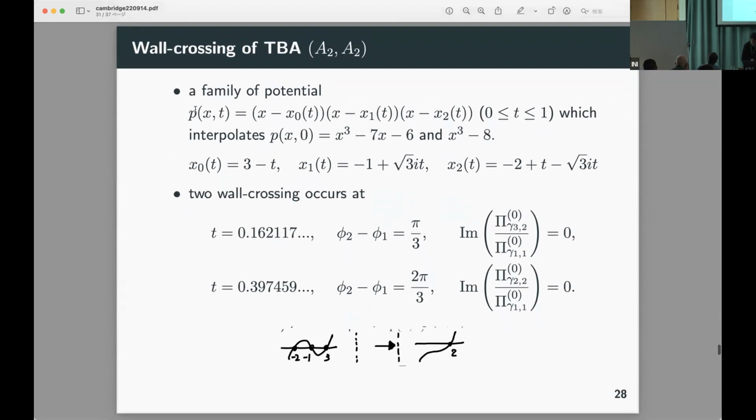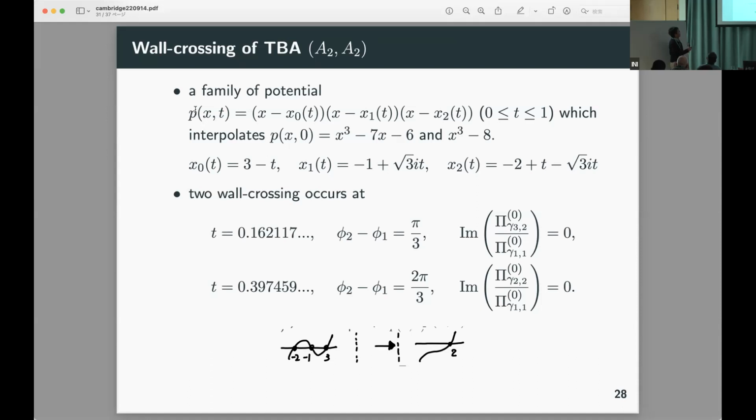So then I will work out the wall crossing phenomena for this TBA equation. But it's very difficult in the general sense to determine the wall and the general structure of the wall. So I use some sort of direct approach to the wall crossing.